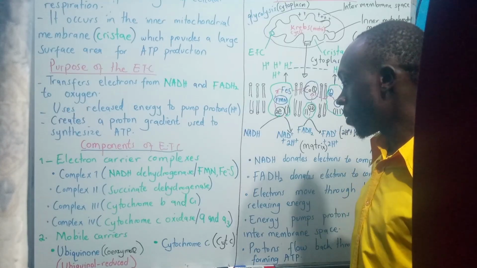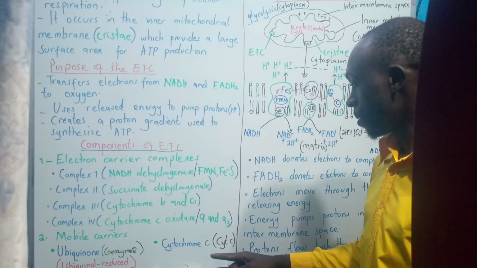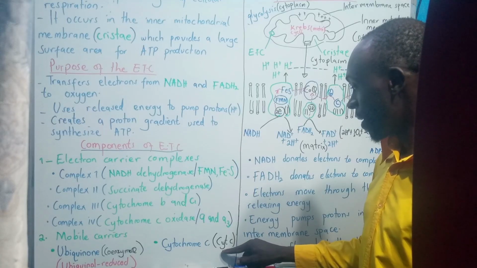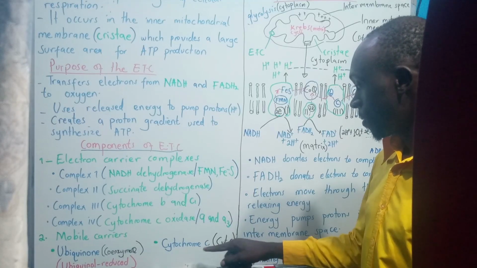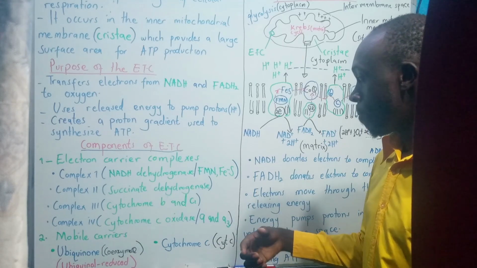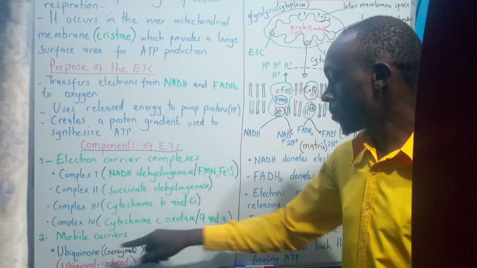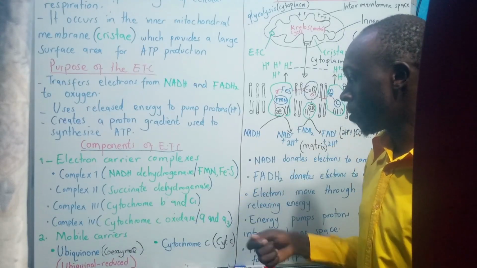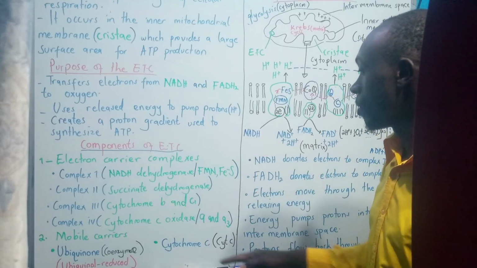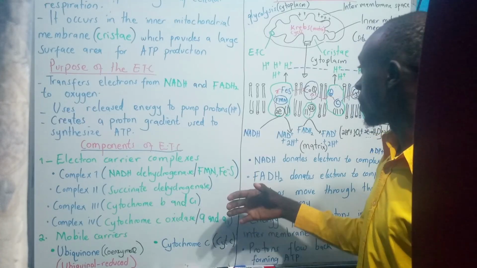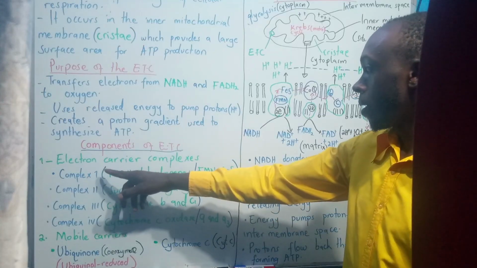So another mobile carrier we have is cytochrome C. Cytochrome C, sometimes you can abbreviate it as Cyt C. So it is also a mobile carrier. These two are not protein complexes. They are just mobile carriers. They are not protein complexes, as you can see.